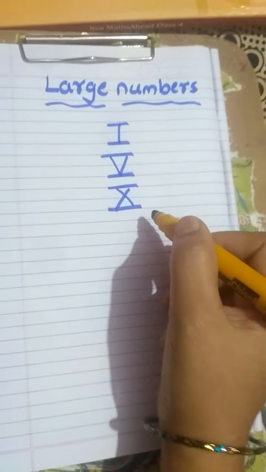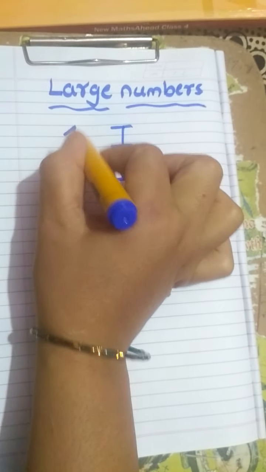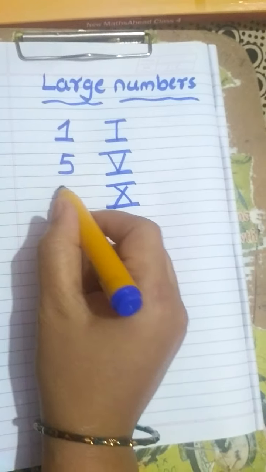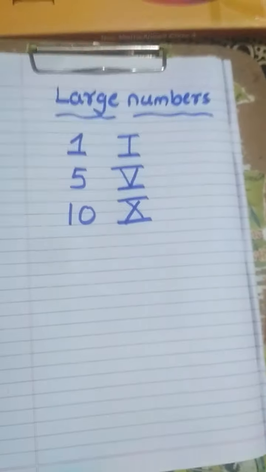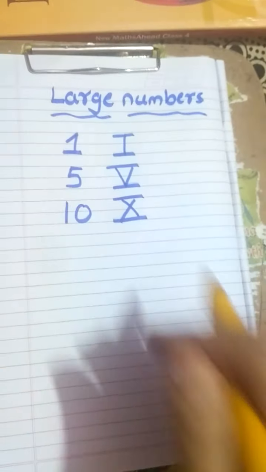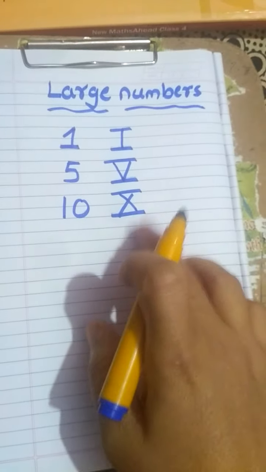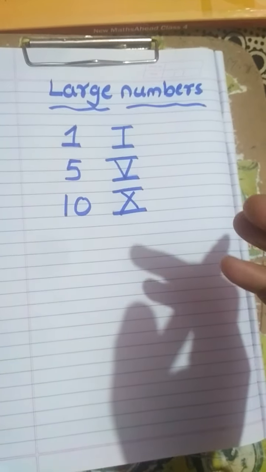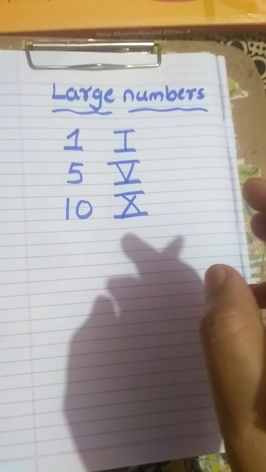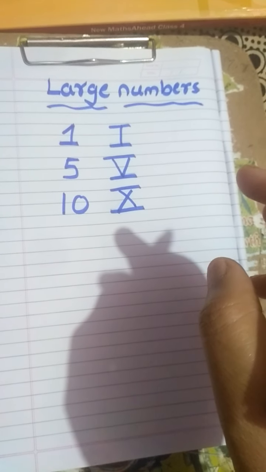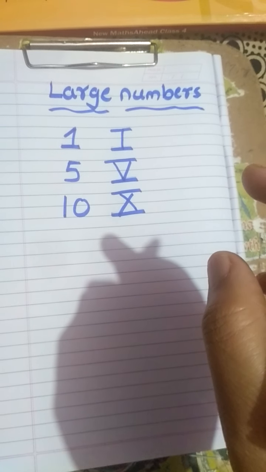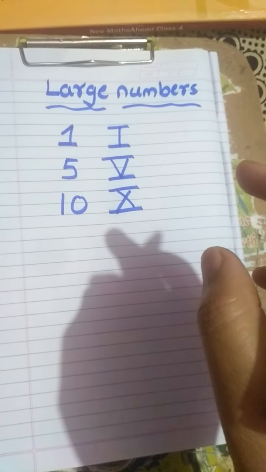So, what am I writing here? This is one nose, 5 fingers in one hand, 10 fingers in both hands. These numbers we are familiar with, but what I have written, capital I, capital V, capital X, what are these? These are the Roman numerals. So today what are we going to learn? The new concept, that is Roman numerals.